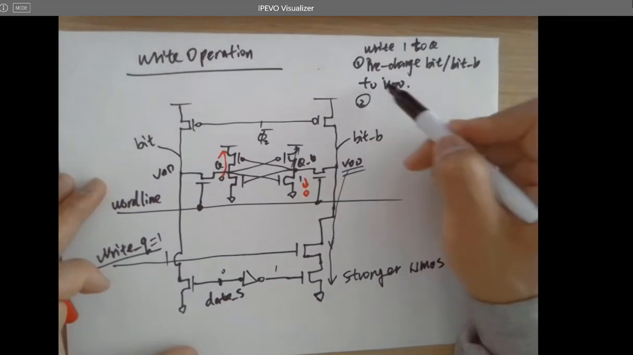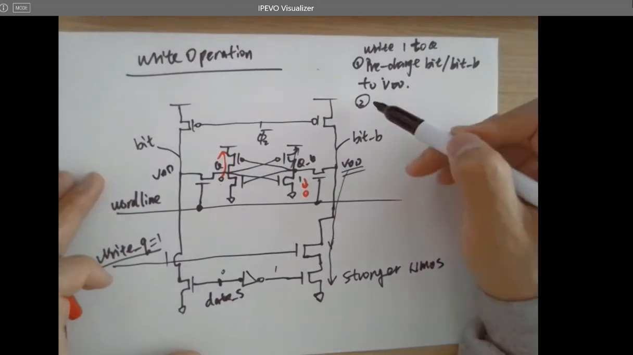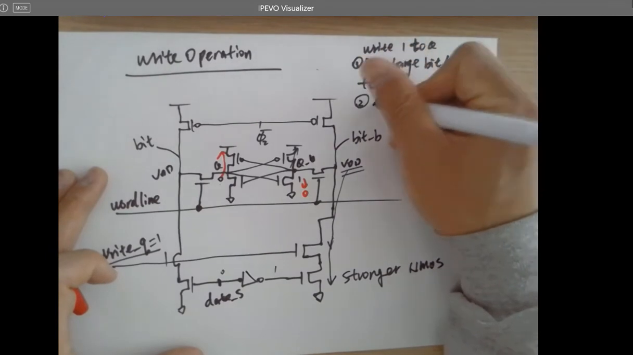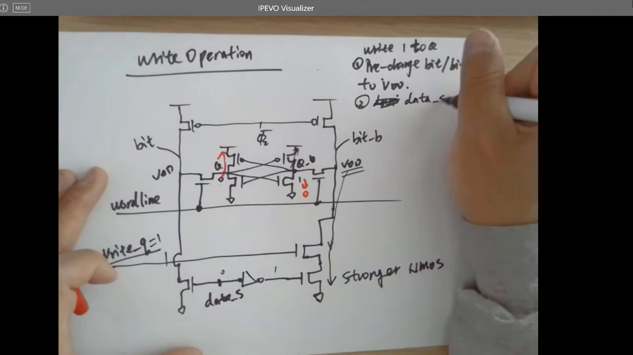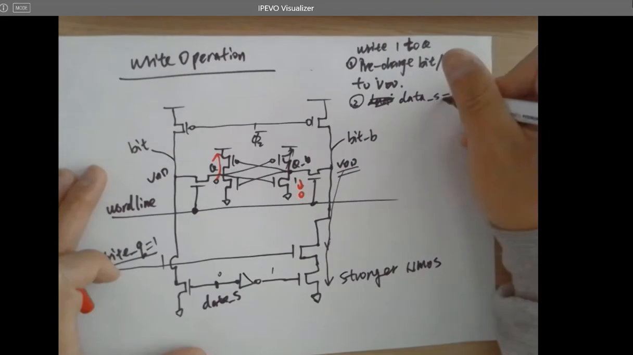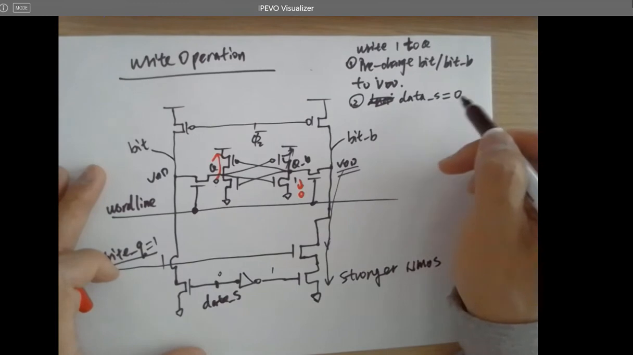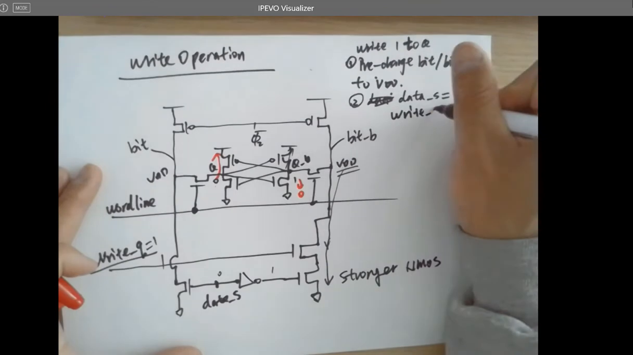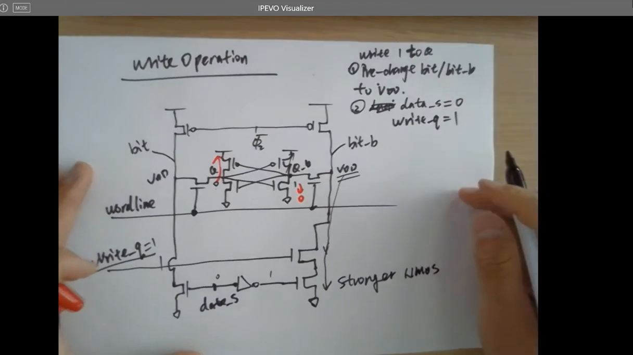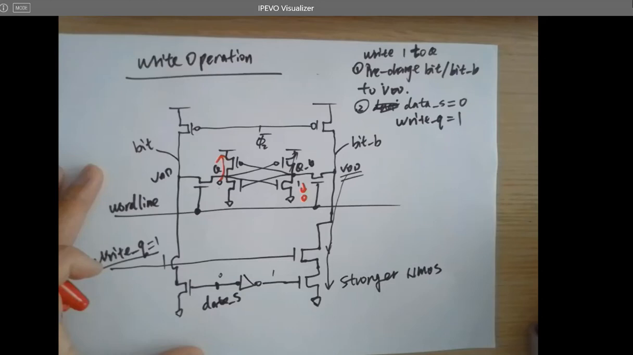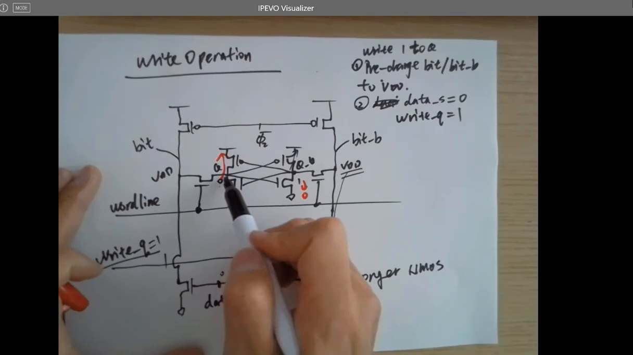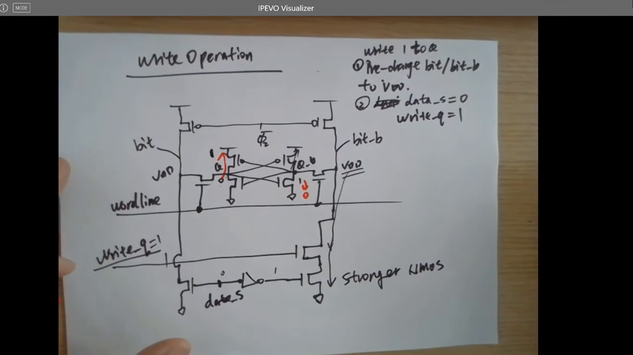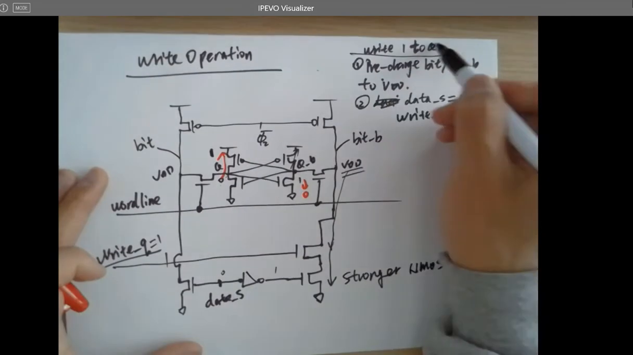So pre-charge the bit and bit bar to VDD, and second, data, I think it's called data selection or something. Data selection, give that line a 0, and for write Q, definitely enable it, and done. So 1 will be written to here. That's write a 1 to Q.